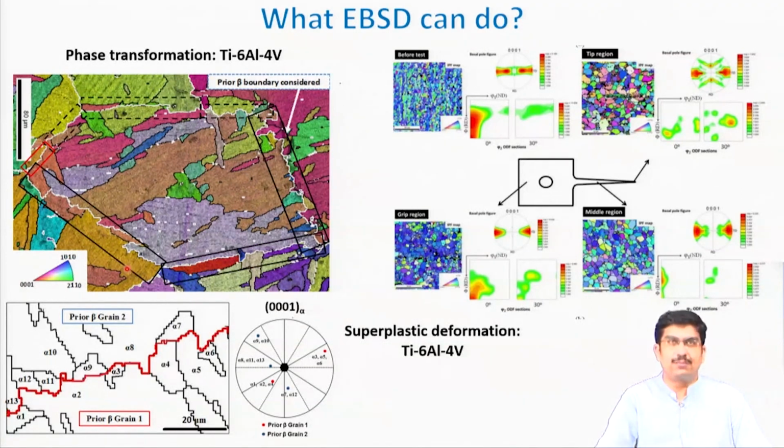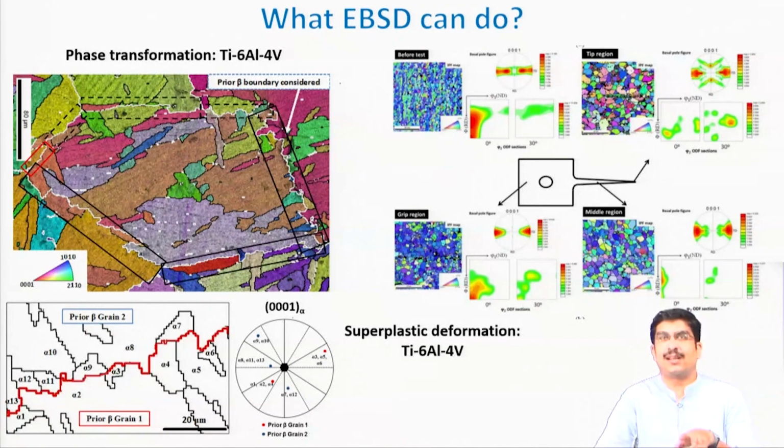I have used it for phase transformation. This is a two-phase titanium alloy, and we studied how the phase transformation happens from the high temperature BCC phase to the low temperature HCP phase, what the mechanisms are, and what different types of microstructure it forms. Those kinds of studies you can do, because it can give you crystallography information, and from there you can generate the orientation relationship, everything.